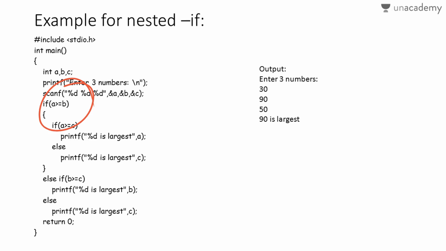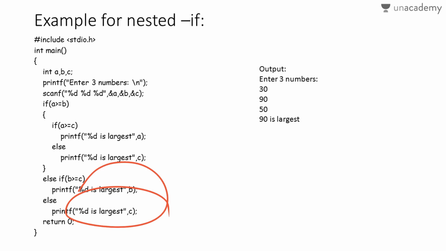If this condition is proved to be false, move to the else if part. That is, if B is greater than or equal to C is checked. If this condition is proved to be true, then print that B is the largest number. If both these test expressions are proved to be false, that is A is greater than or equal to B and B is greater than or equal to C, then move to the else part. If the first is true, then we'll be printing that A is largest or C is largest. For the second, B is largest. If nothing is proved true, C is the largest number.